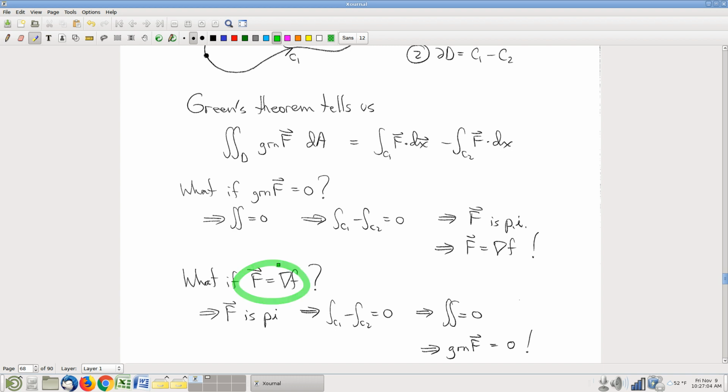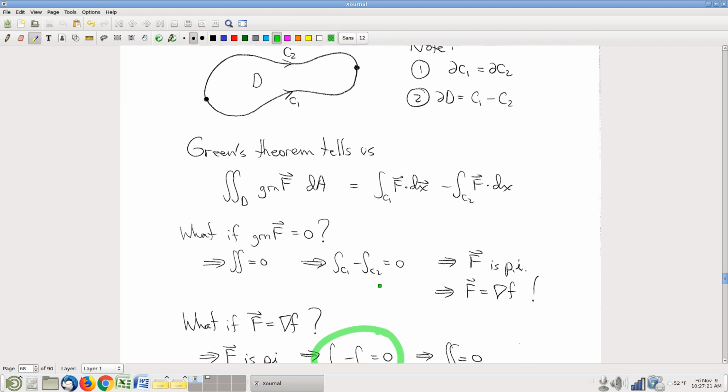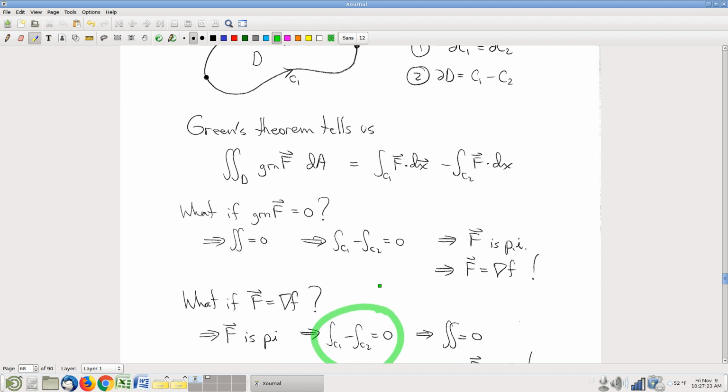Suppose you have a gradient, right? So instead of this, let's try to go sort of backwards. Suppose I have a gradient field. Well, it's path independent. We already know that. Path independent means that the difference between any two such line integrals, again with the same picture, right? Any two line integrals, their difference is going to be 0 because they're the same. That means that the right side of the equation is 0. That means that the left side of the equation is 0.